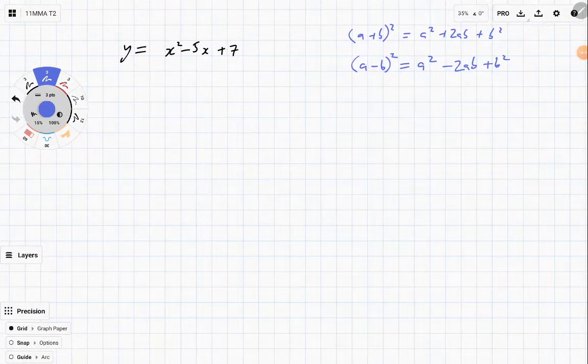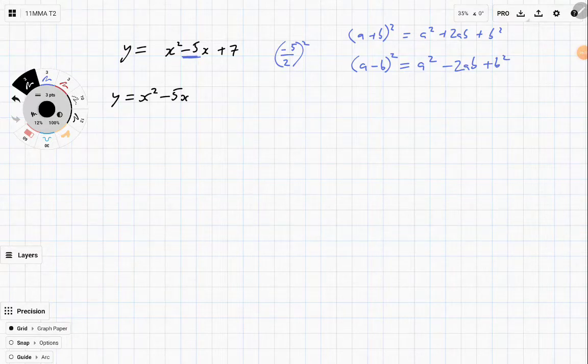So take the middle term, negative 5, divide it by 2, square it. So y is equal to x² − 5x. And we're going to add and subtract this. Add (−5/2)². Subtract (−5/2)² plus 7.